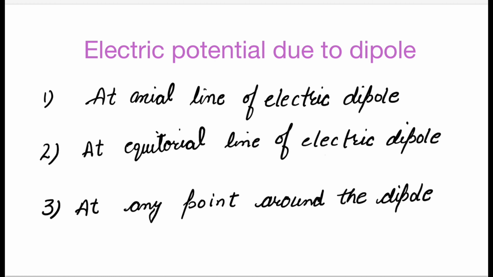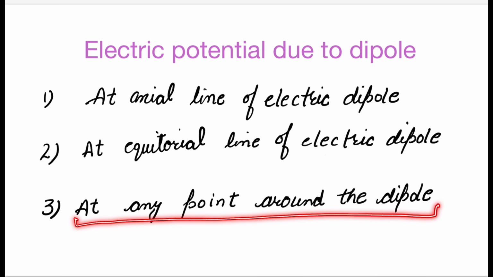Dear students, in today's video, we are going to discuss the electric potential due to a dipole. We will do three different expressions. In the first expression, the point is lying on the axial line of the electric dipole. In the second expression, the point is present on the equatorial line of the electric dipole, and in the third expression, the point of observation can be anywhere around the dipole.